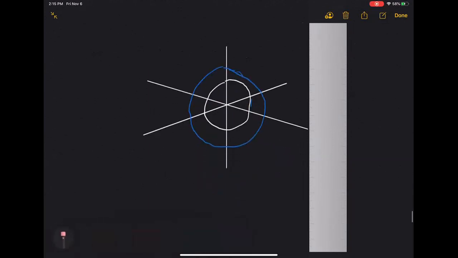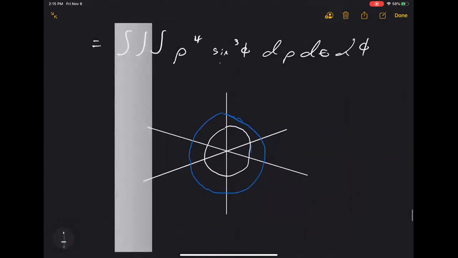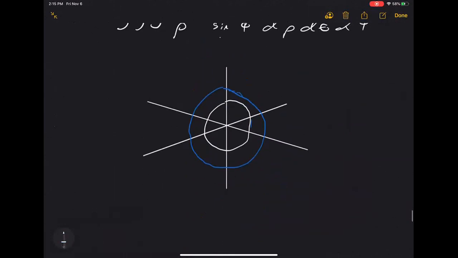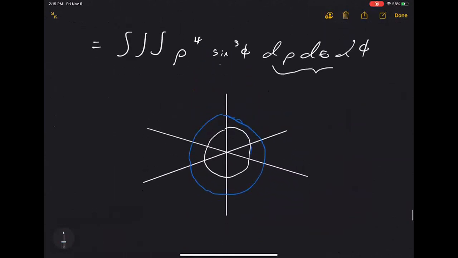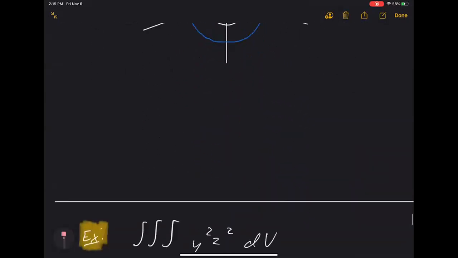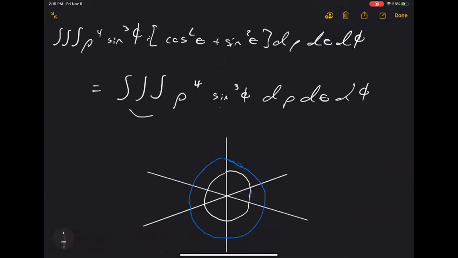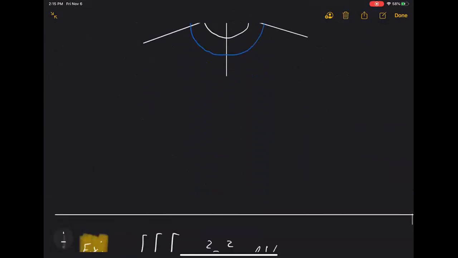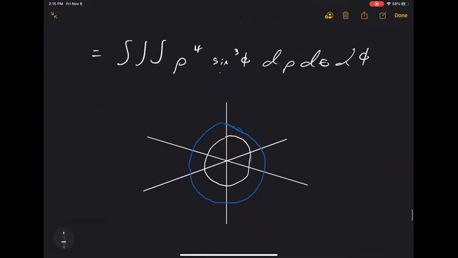So what are my bounds for that region? You just have to pick one and start from there. I've written d rho, d theta, d phi. Let's try to do it from the inside out. For simple triple integrals like this, we can usually figure out our bounds in any order. If it's a bit more complicated, maybe we have to be more systematic and work from the outside in. But this integral should be fairly straightforward.